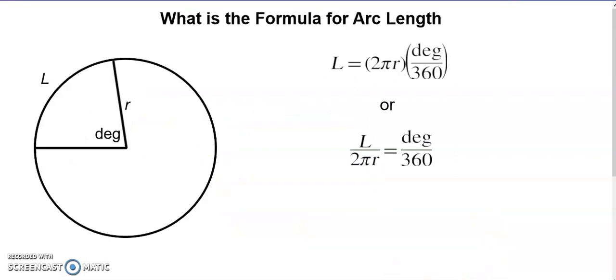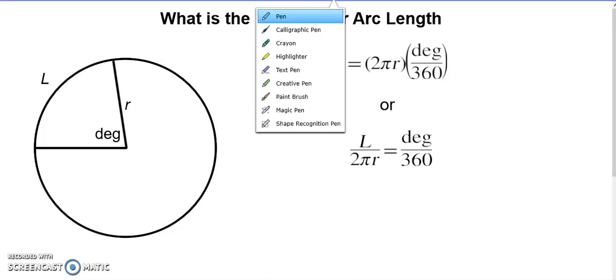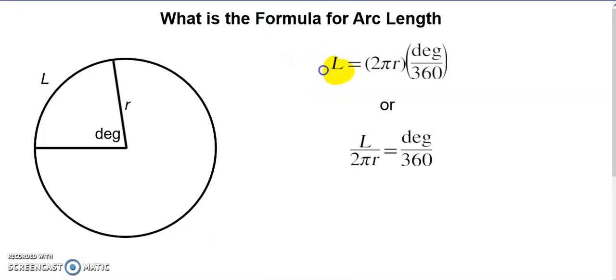And we have a formula that helps us find arc length, because arc length is directly related to the number of degrees the arc covers on my circle. So we have a formula. We can use it one of two ways. I personally like the second way the best, but either way works. So arc length is this piece right there. It's that length. Arc length is 2 pi times the radius. Remember, 2 pi times radius is circumference.